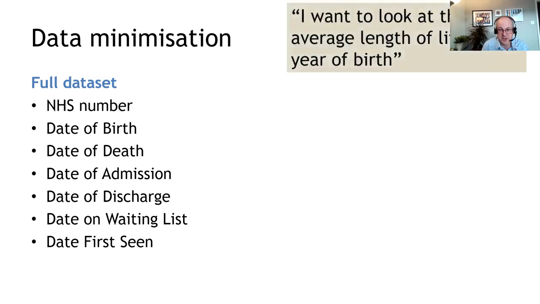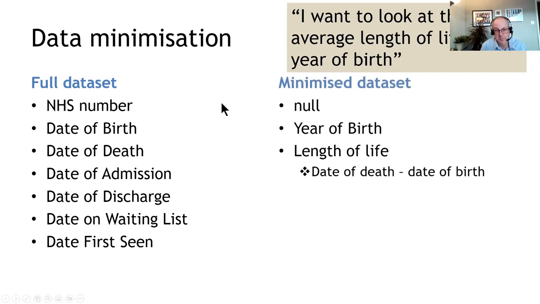Now, if I'm a researcher and I come along and say, I really want to look at the average length of life, but I want to do it by year of birth, it's not difficult stuff, then a minimized data set would be released to them. This is the process of data minimization. And again, this is what takes the time when the data controllers are giving data out to researchers. It has to be minimized.